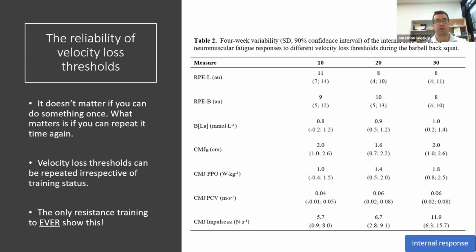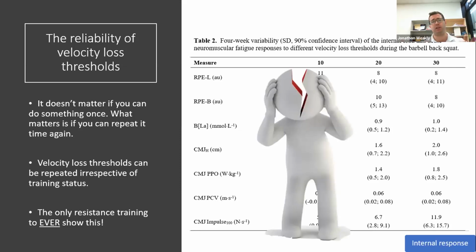The reason for that is because it doesn't matter if a coach can prescribe something once. What matters is if the coach can prescribe something multiple times. Because anyone can prescribe a training session, but can you prescribe a training session and have the exact same response time and time again? Well, with velocity-based training and relative velocity loss thresholds, we can induce these same responses time and time again, irrespective of the individual and irrespective of their recent training history.